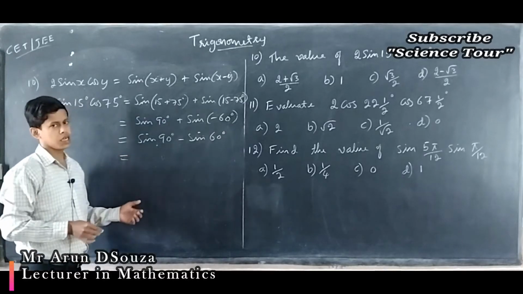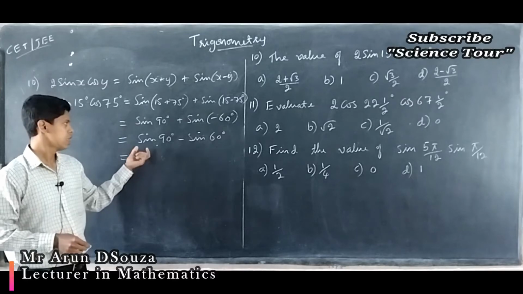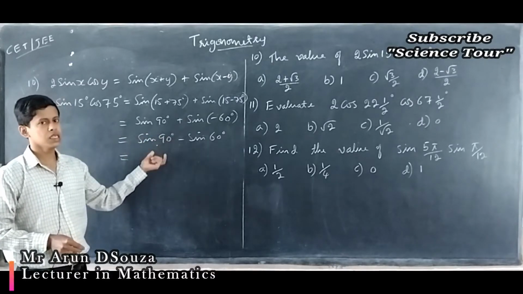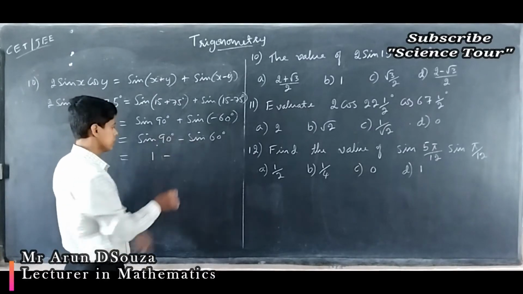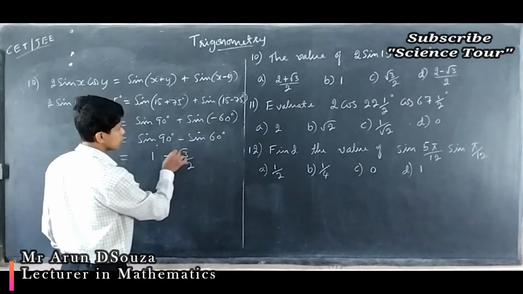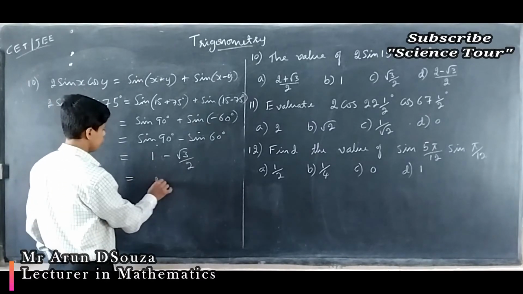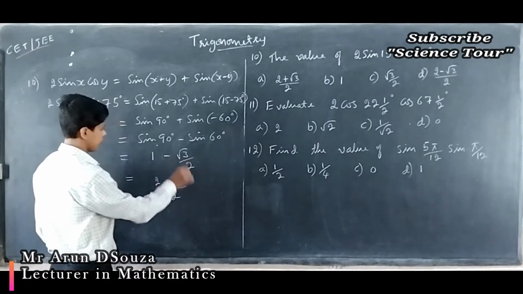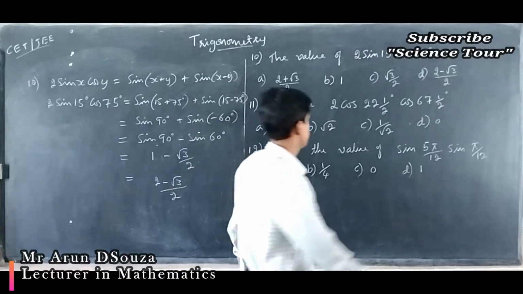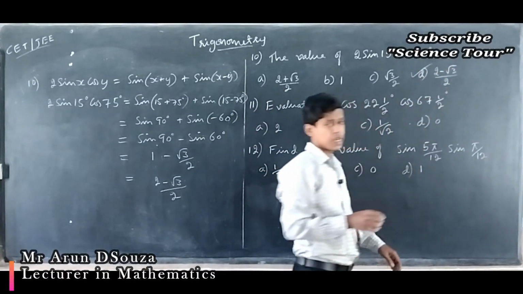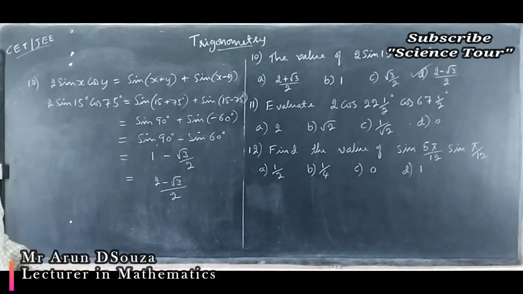Well, now substitute the standard values. These are the standard angles, so substitute the values of those standard angles in terms of sine. So sin 90 degree is 1, minus sin 60 which is root 3 by 2. So what are the options you have got? Take LCM. So this is 2 minus root 3 divided by 2, and that is option D, the fourth option. So the fourth option is the right answer. Let's move to the next question.